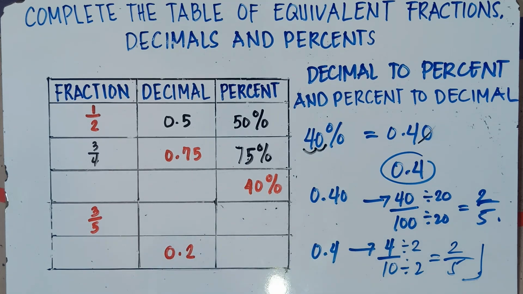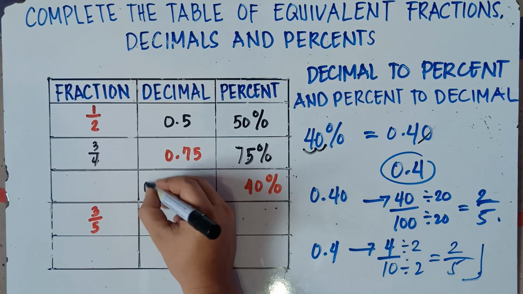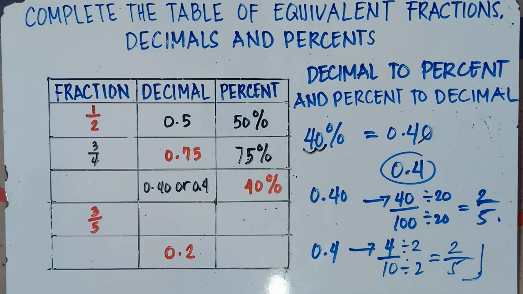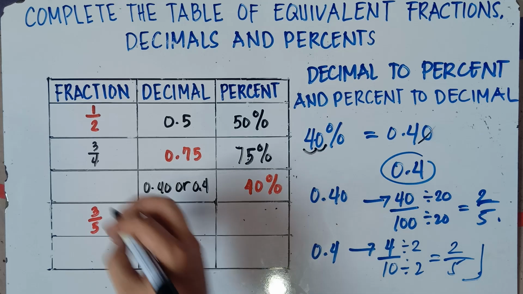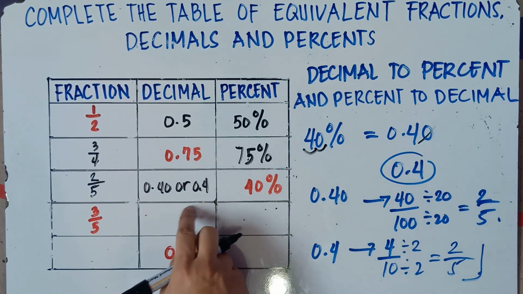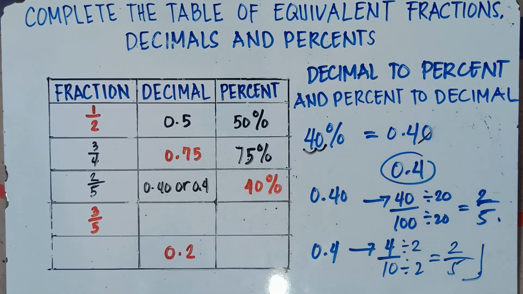So you can write 0.40 or 0.4. It's up to you, class, which you prefer. You can choose 0.40 or 0.4. And then our answer for the fraction would be 2 over 5. Once again, class, this is just the same. Either of these two, you can choose one.